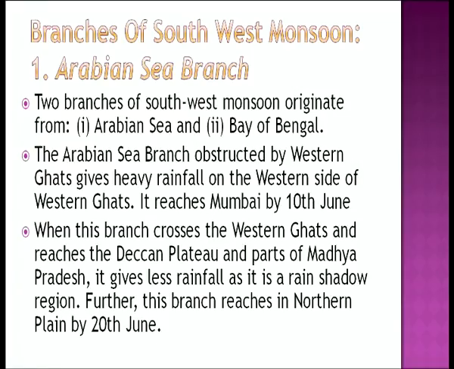There are two branches of southwest monsoon. First, the Arabian Sea branch. This branch is obstructed by the Western Ghats and gives heavy rainfall on the western side of the Western Ghats. It reaches Mumbai by 10th of June. When this branch crosses the Western Ghats and reaches the Deccan Plateau and parts of Madhya Pradesh, it gives less rainfall as it is a rain shadow region. Further, this branch reaches the northern plain by 20th of June.